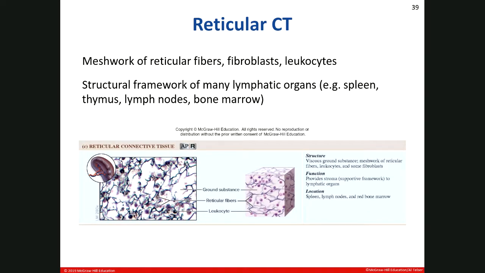The third type of loose connective tissue is going to be our reticular connective tissue, okay? Remember what I was saying about, well, hold on, I'll get there, all right? So with reticular connective tissue, we'll see an abundant amount of reticular protein fibers, all right? You'll also see fibroblasts and leukocytes, white blood cells.